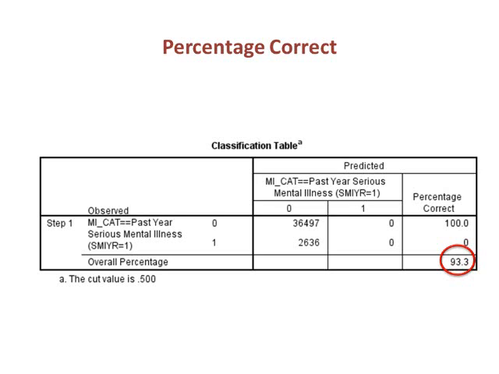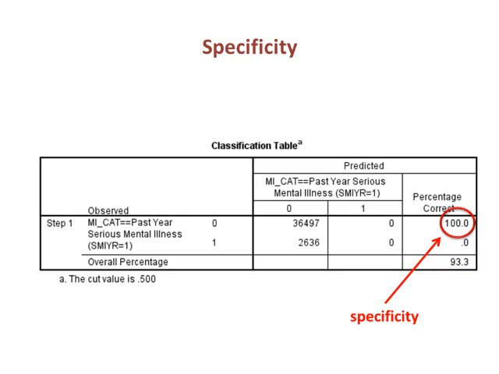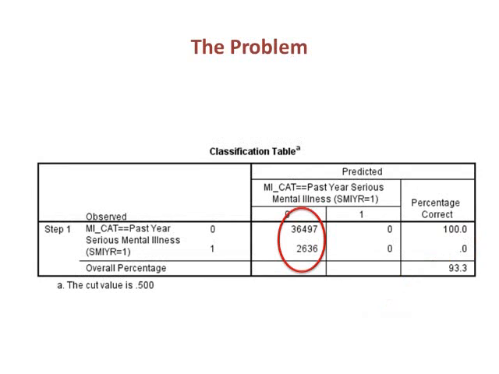In our model, the percent correctly predicted is 93.3%. However, when we look at the guts of the table, we have a problem. Specificity is the number of non-events correctly predicted. In this model, there are 36,497 non-events, and we picked every one of them right to have a specificity rate of 100%. Sensitivity is the number of events correctly predicted. Here's the problem. Of 2,636 events, none were correctly predicted. What the model did was simply score every event as if it did not happen.